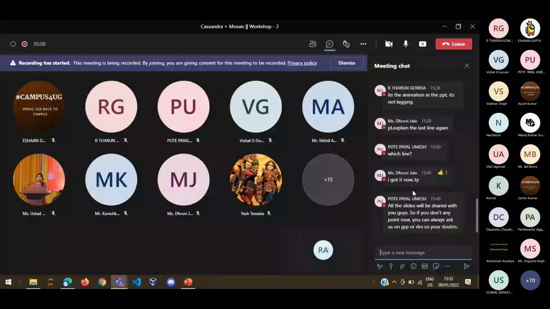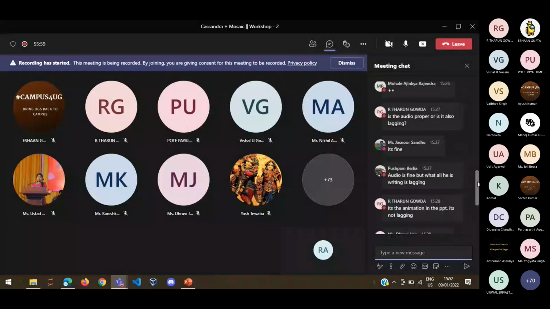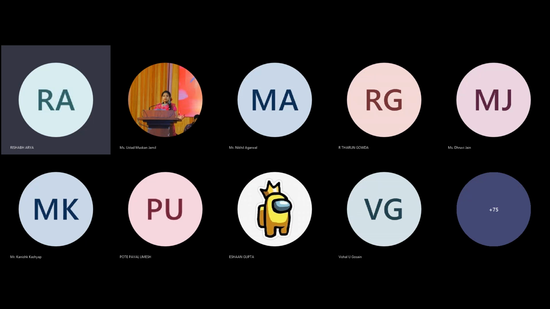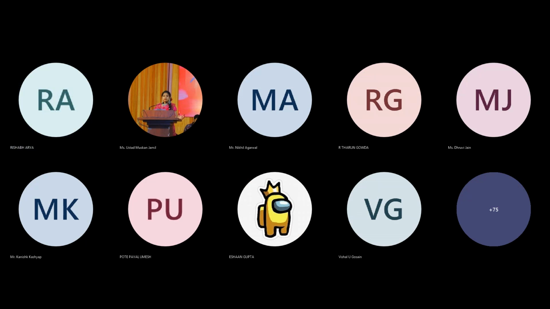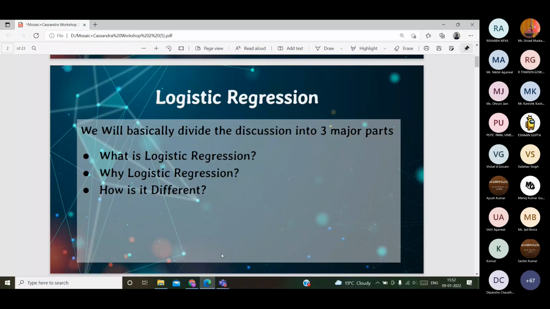Okay, I guess there is no doubt. So Ujjwal will be explaining logistic regression to you. Ujjwal, you can present your screen now. Screen visible. Yes, it is visible.